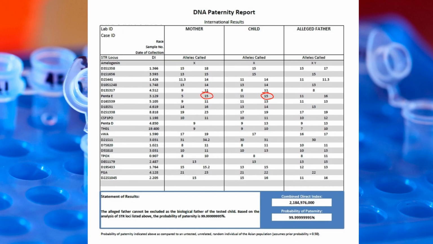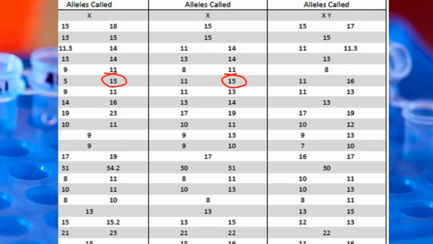For the child's 2 alleles, one allele comes from the person's mother, and the other allele comes from the father. If, for example, a child has 2 alleles that are sizes 11 and 15, and if the mother has sizes 5 and 15, then the child inherited the size 15 allele from the mother. The child has to have inherited the size 11 allele from the father. The size 11 allele is the obligate paternal allele.